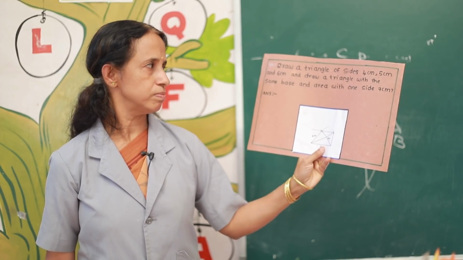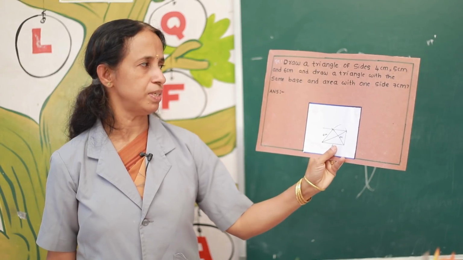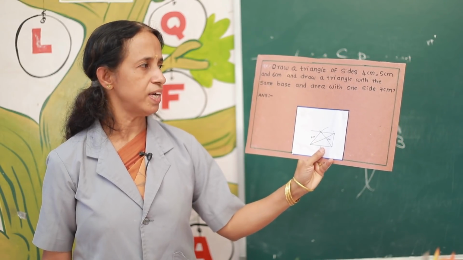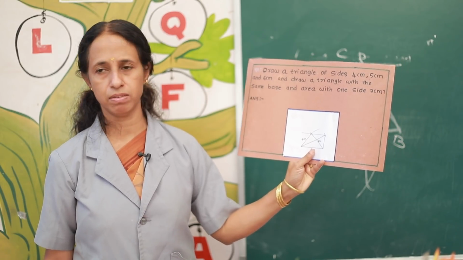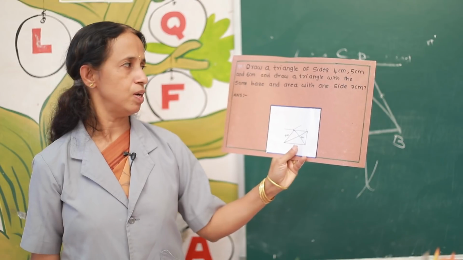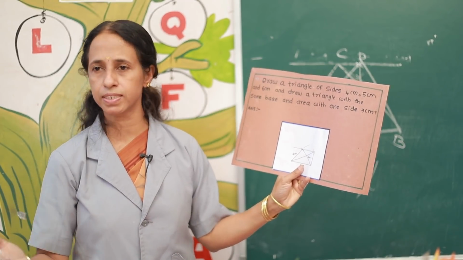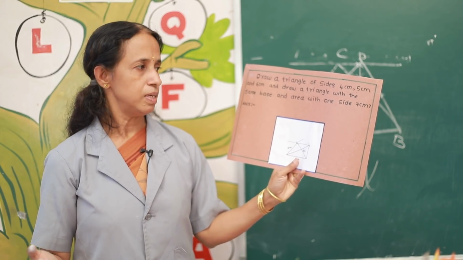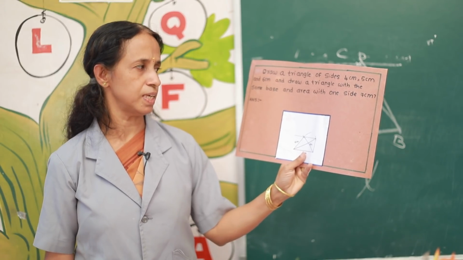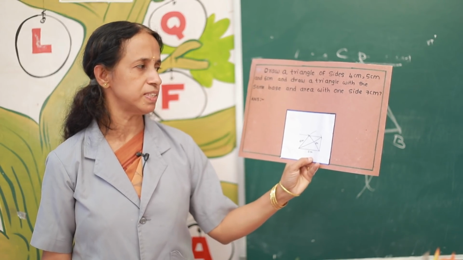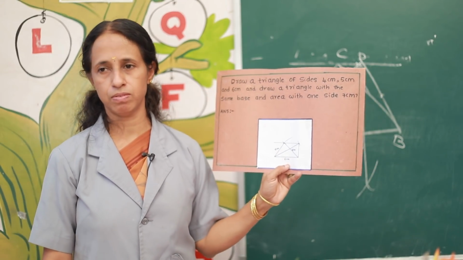Write in your notebook. Draw a triangle of sides 4 centimeter, 5 centimeter and 6 centimeter, and draw a triangle with the same base and area with one side 7 centimeter. That is the second question.